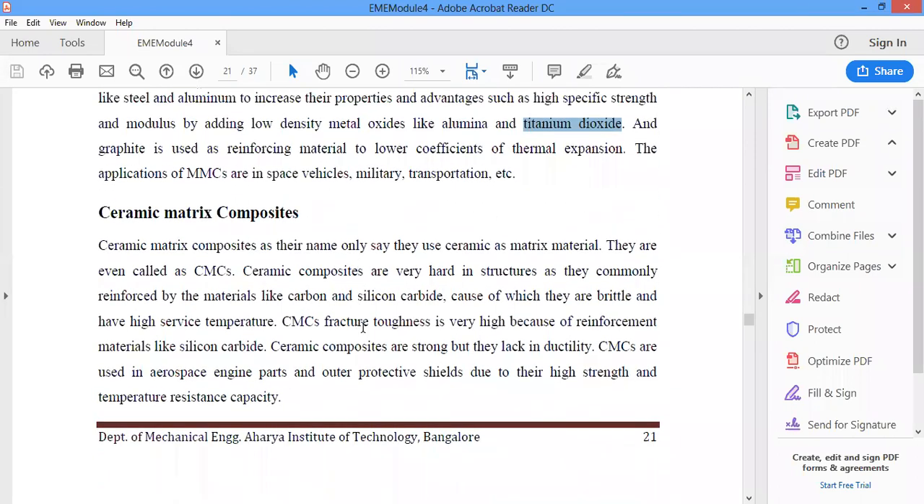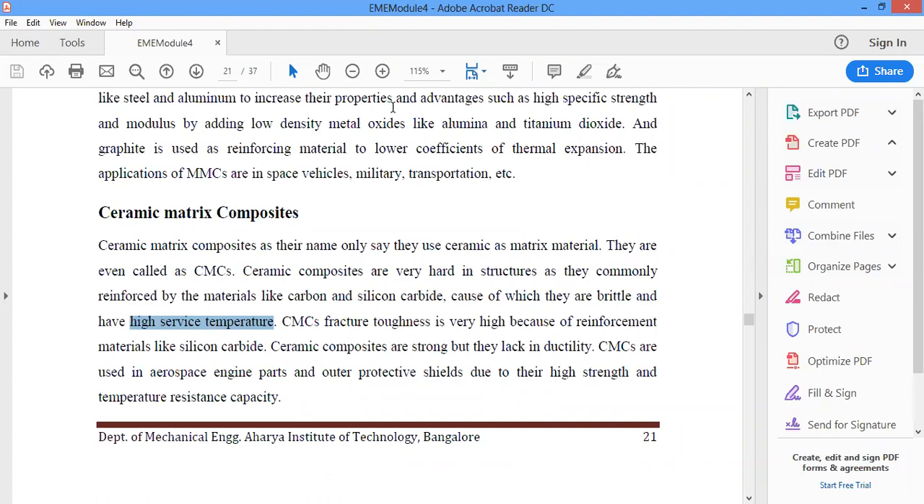The next thing is about the ceramic matrix composites. Here the matrix will be made up of a ceramic material, which is very hard in its structure but very brittle in nature also. Carbon and silicon carbide materials can be reinforced with it. Ceramics have a very brittle nature, but they have a high melting point, high melting temperature. So this can be used in very high temperature applications.